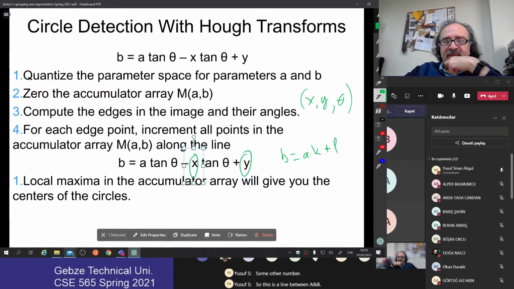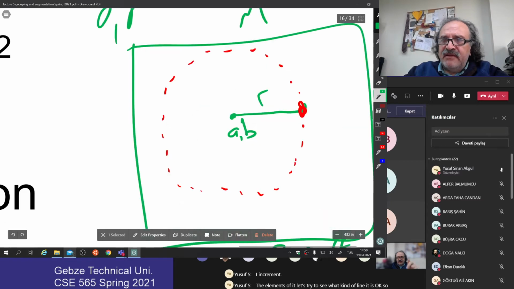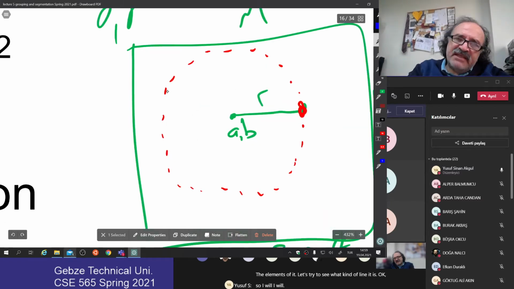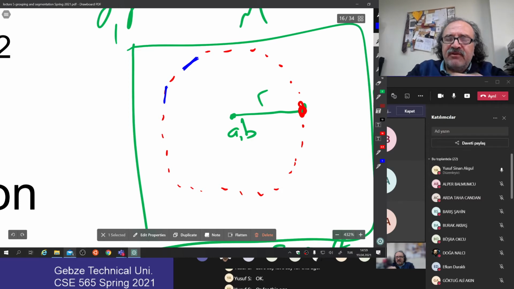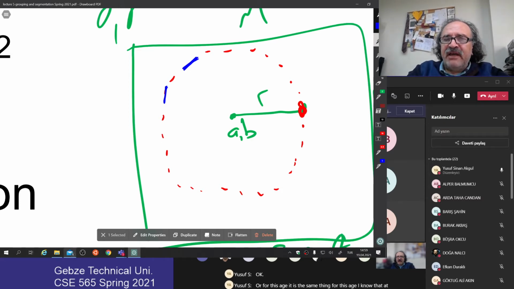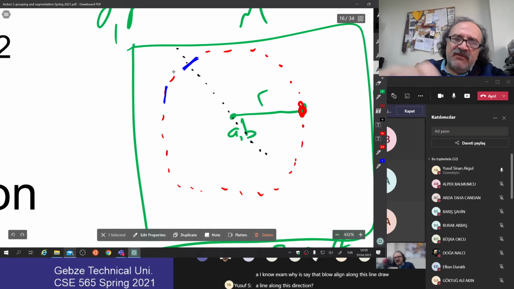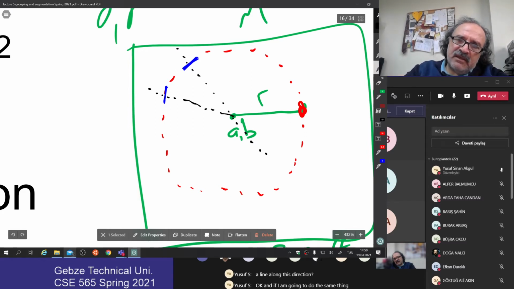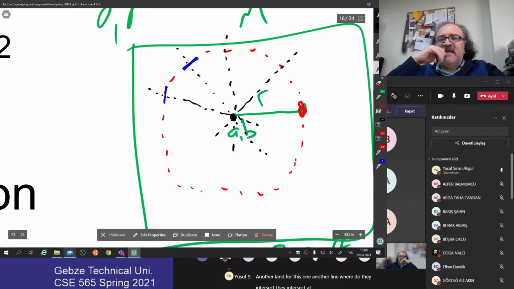So I draw a line in my voting space. I increment the elements of it. Let's try to see what kind of line it is. Let's say for this edge, or for this edge, it is the same thing. For this edge, I know the theta, I know x and y. It says to draw a line along this direction. If I do the same thing for another one here, another line. For this one, another line. Where do they intersect? They intersect at the center of the circle.